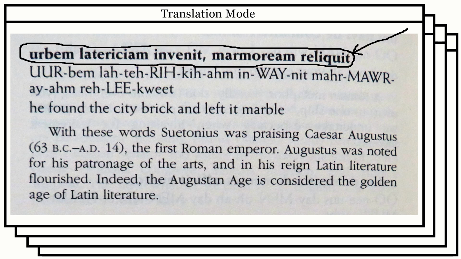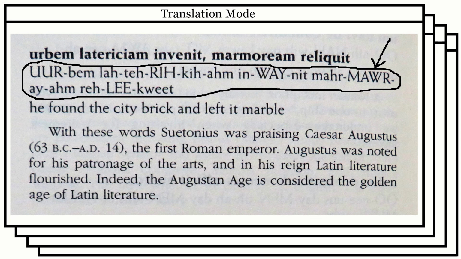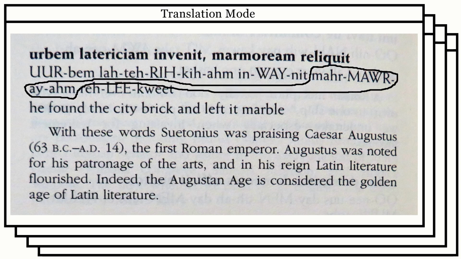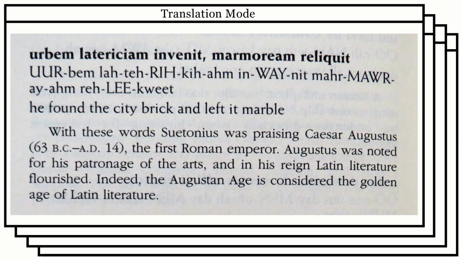Here we have an expression made of 5 Latin words, and under that a phonetic aid using English phonology. And let's consider the actual process someone would use while reading this. First, you'd look at the Latin words and say, okay, it's something like urbum lateritium invenit marmorium reliquit. And then you'd look at the pronunciation guide and read urbem latericium invenit marmorium reliquit. Okay, nice. Sounds more like Latin.